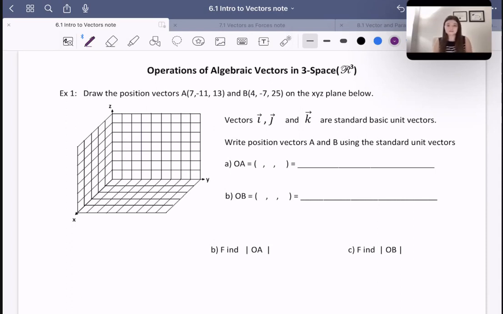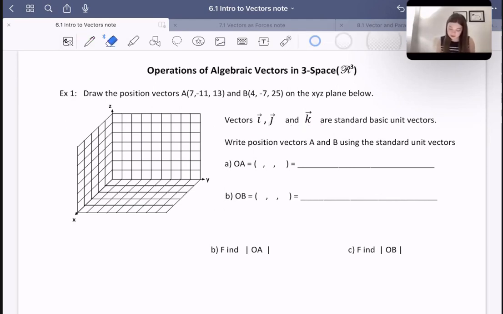So here it asks us to draw the position vectors 7, -11, 13, and 4, -7, 25, and then write them in standard form. So at this point, I would hope we're already familiar with i and j, and that i is our unit vector for x, j is our unit vector for y, and k is the only new one, and that's, as you might have guessed, our unit vector to represent a unit of z.